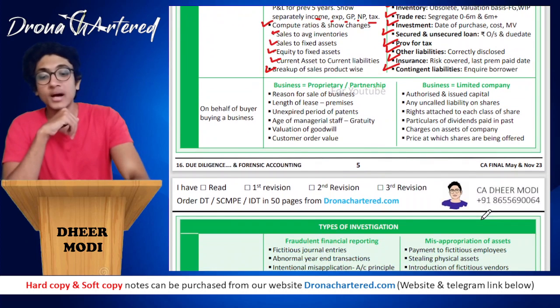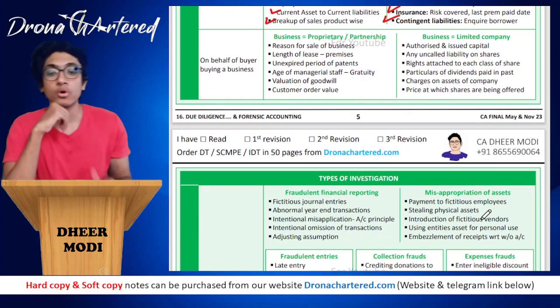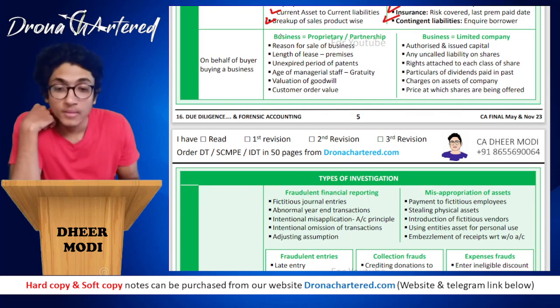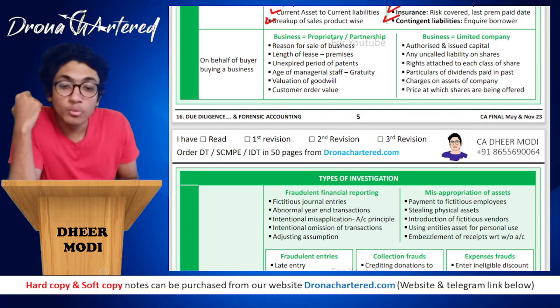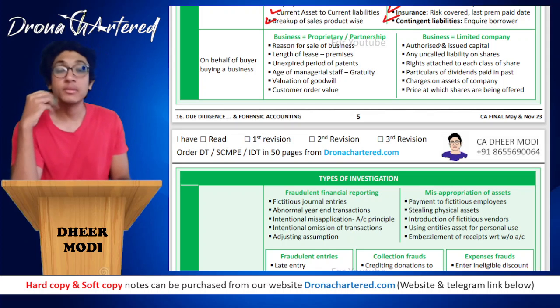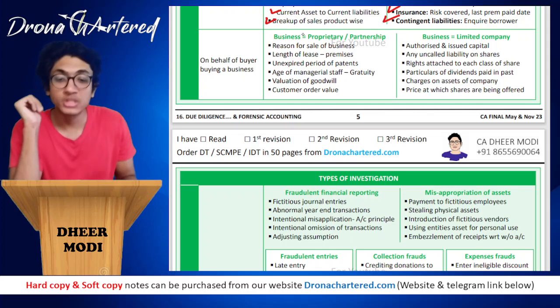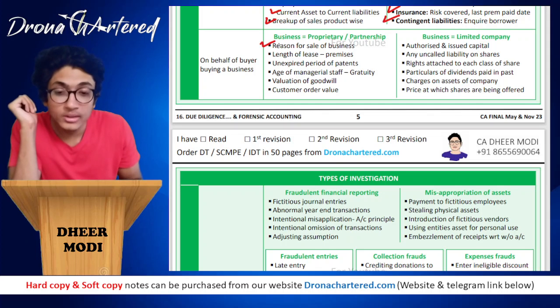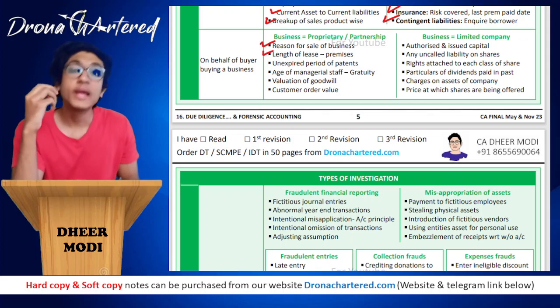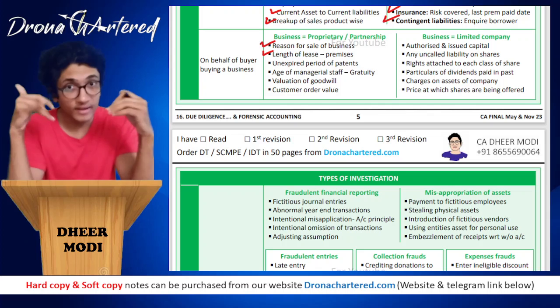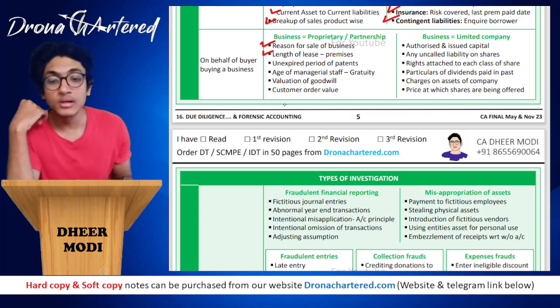Next is on behalf of a buyer buying a business. If the business is a proprietary or a partnership firm, that means if it is not a company, so if it is either a proprietorship firm or a partnership, in such a case you will check what is the reason for sale, what is the length of the lease of the premises. That means where the office is actually, what is the length of the lease.